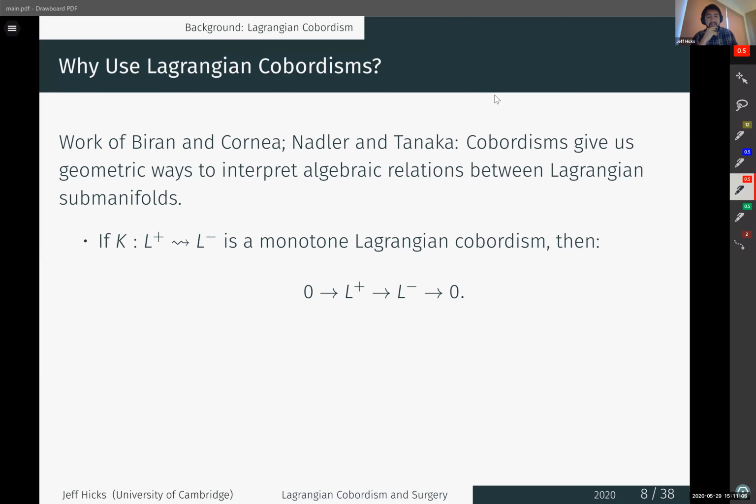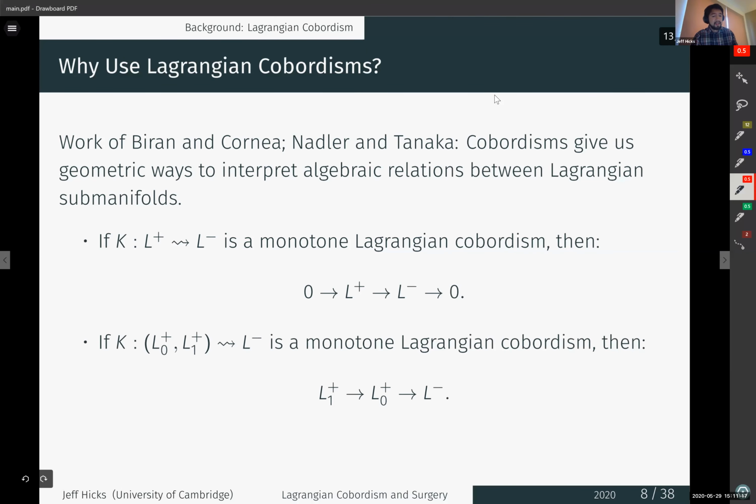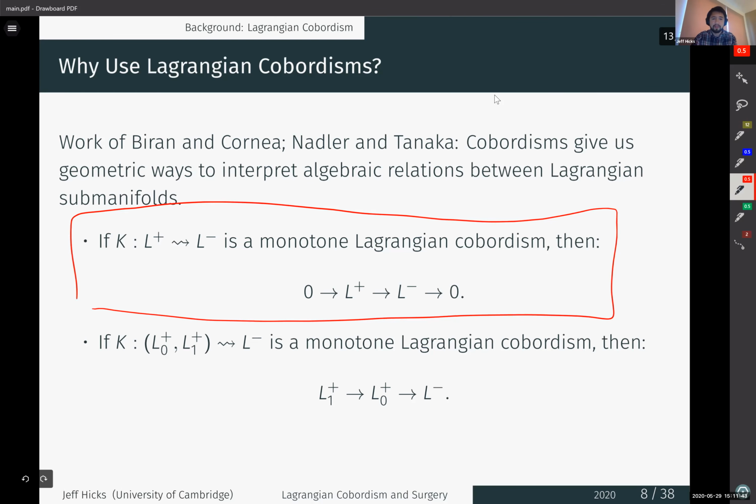So if I have a monotone Lagrangian cobordism with two ends, I get an equivalence of objects in the Fukaya category. A different specialization of this theorem says that if you have a monotone Lagrangian cobordism with three ends, then you get an exact triangle in the Fukaya category. And the generalization of this says that if you have a monotone Lagrangian cobordism with k ends, you get some kind of iterated exact triangle between your Lagrangian submanifolds. So this result in particular seems very powerful, that whenever you have a monotone Lagrangian cobordism, you get an equivalence.